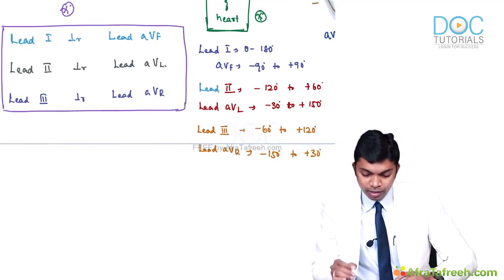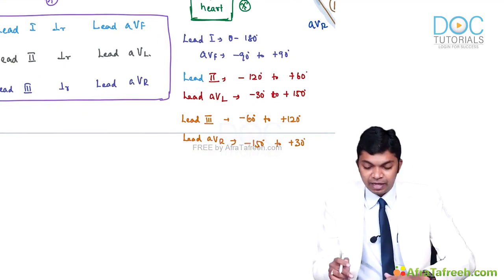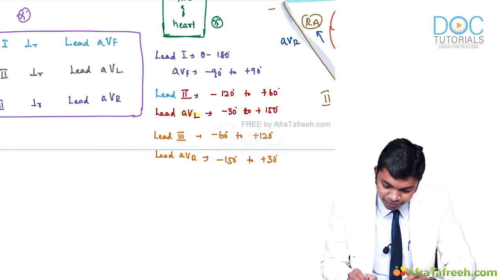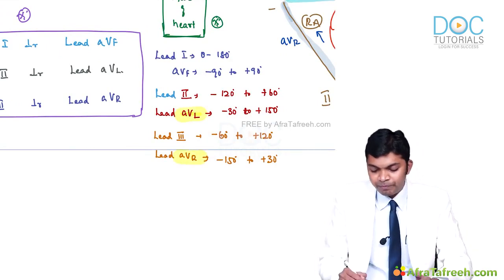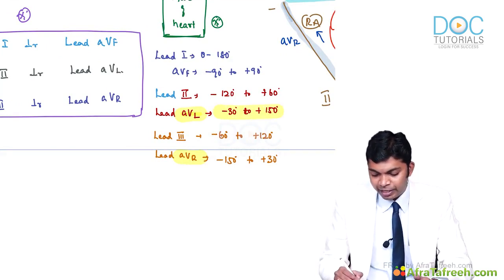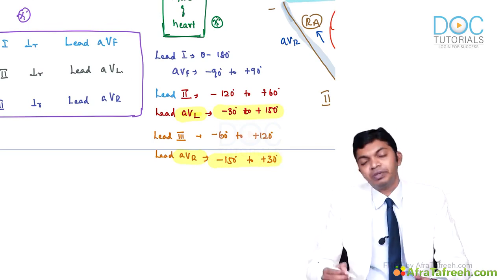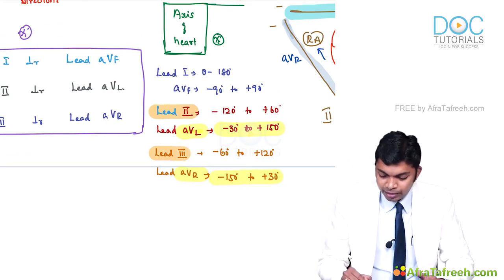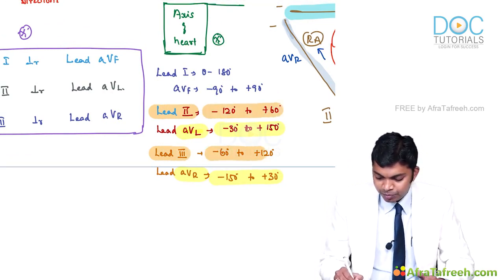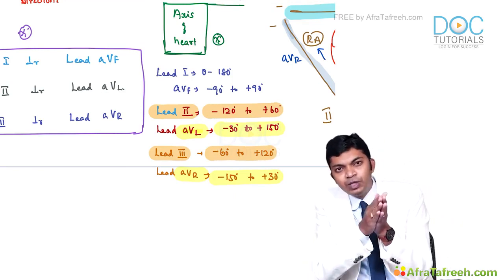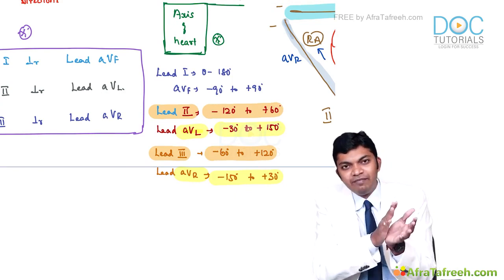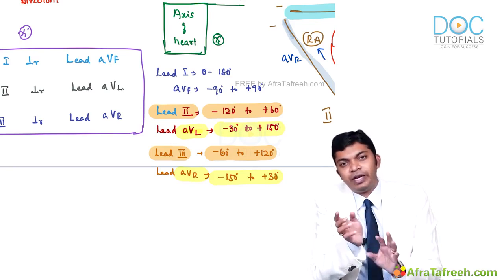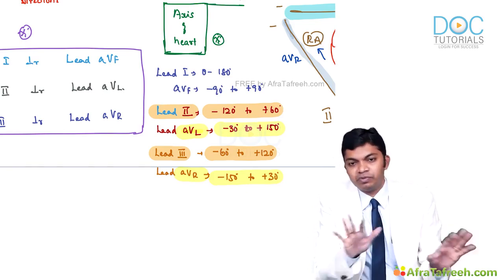One clue to remember: AVL and AVR, doctors, are correspondingly opposite. While AVL spans from minus 30 to plus 150, AVR spans from minus 150 to plus 30 degrees. Similarly, lead 2 and lead 3 are corresponding: minus 120 to plus 60, minus 60 to plus 120. So always remember lead 2 and lead 3 are minus and plus opposite, AVR and AVL are minus and plus opposite, right. Lead 2, lead 3, 60, 120. AVR, AVL, 30, 150. That's it, doctors.